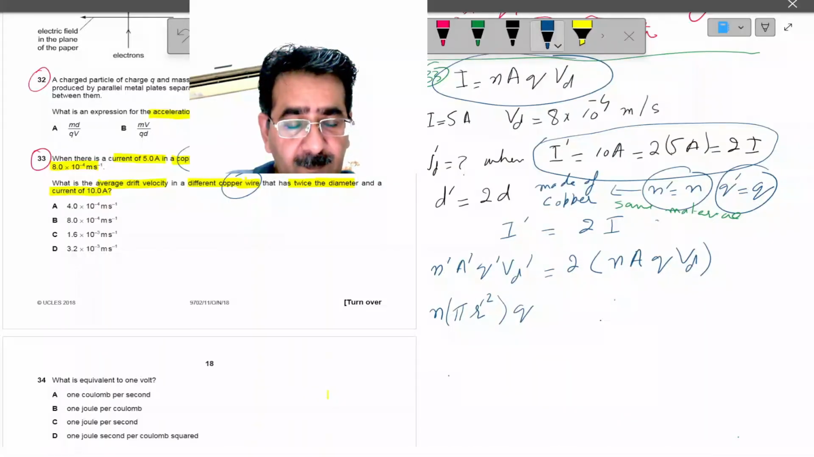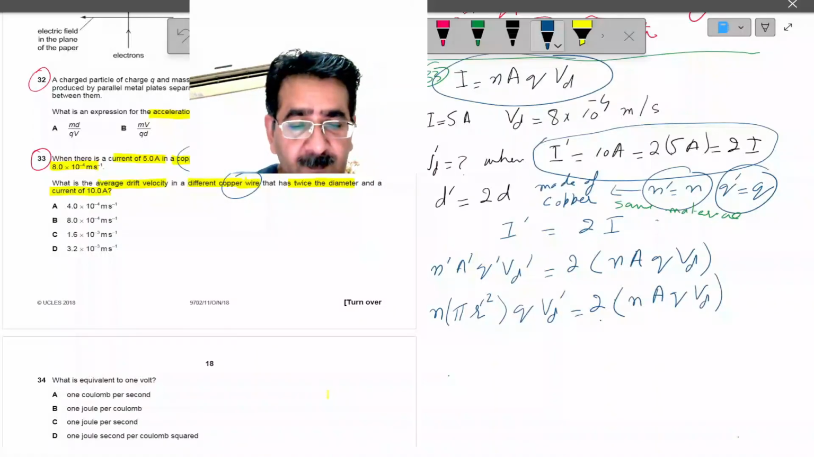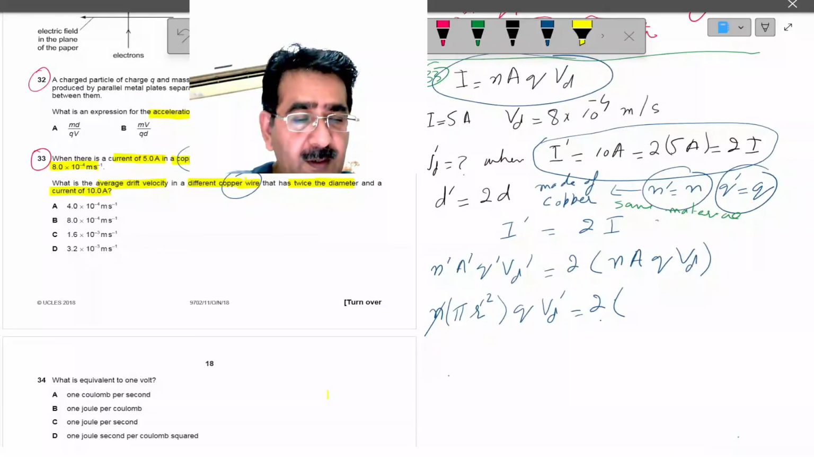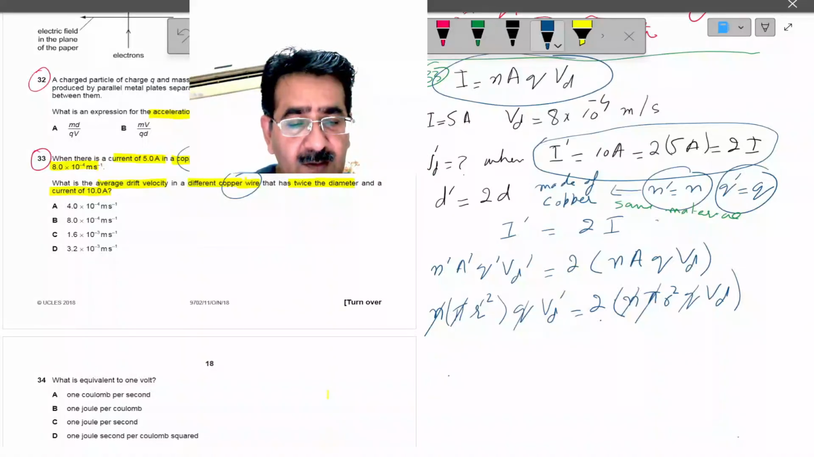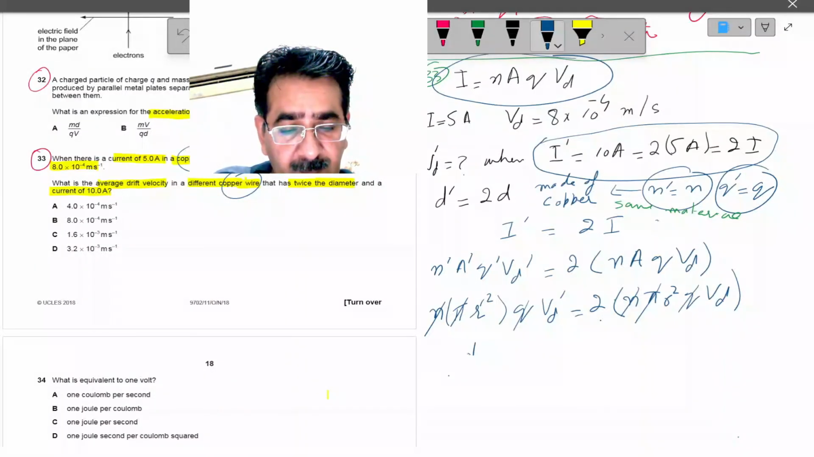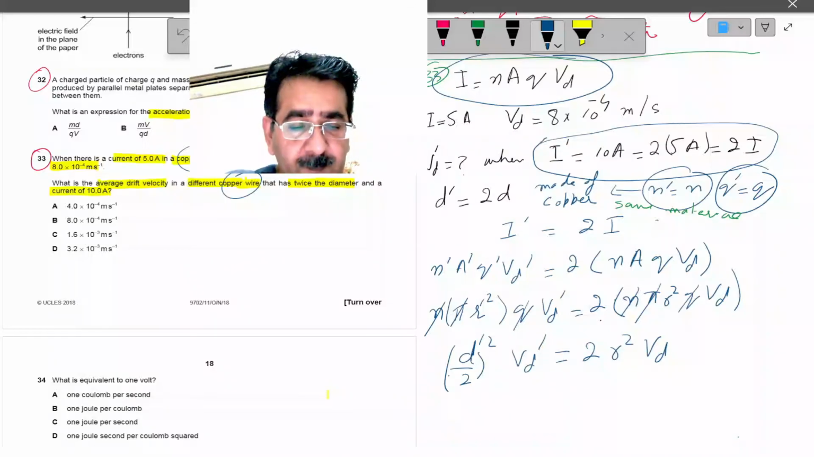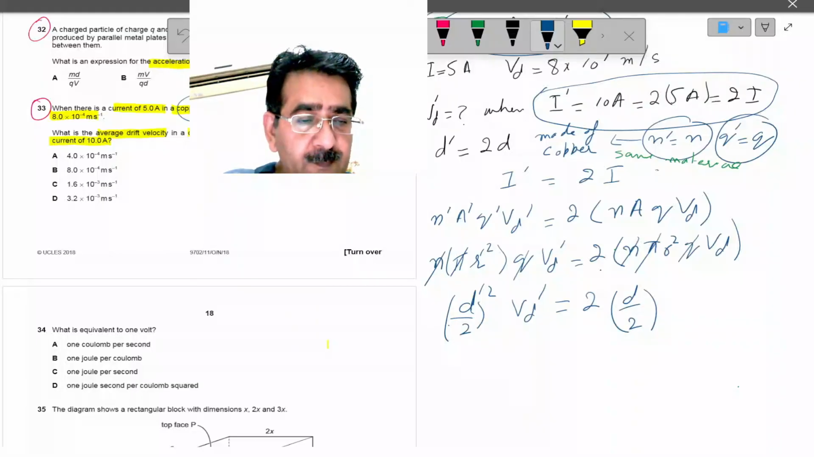2 N A Q V T. So N will be cancelled with this N, pi with pi, and Q will be cancelled with the Q. R means d dash over 2 square, VD dash, over 2 R square VT. Here R is also d by 2 square VT.